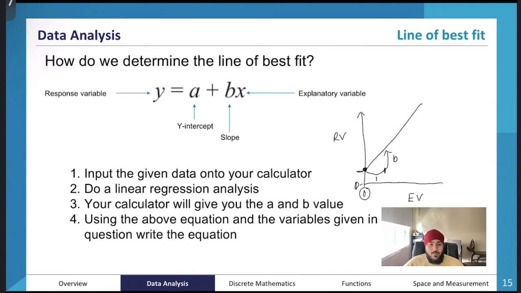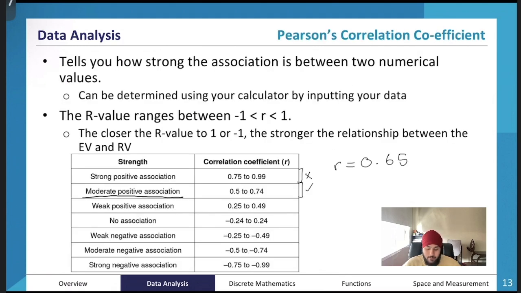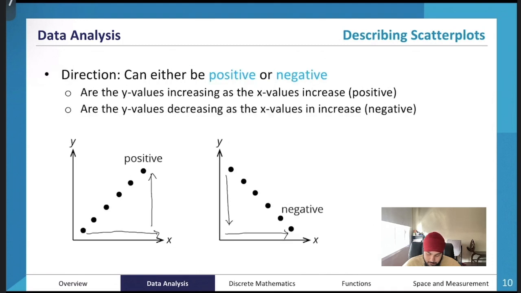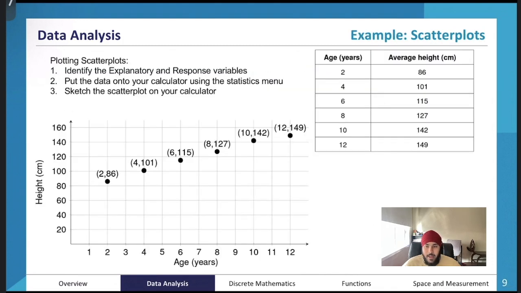Okay, so now how do we actually determine this line of best fit? What we do is input the given data into your calculator. Like I said, you'll usually be given a data table like this, and all you do is pop that into your calculator.